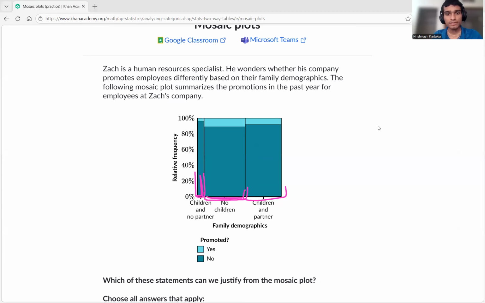Now, promoted or not. With no children, they were actually more promoted, right? So the bulk of the participants, the people with no children, are more likely to be promoted than someone with children and partner or someone with children and no partner.